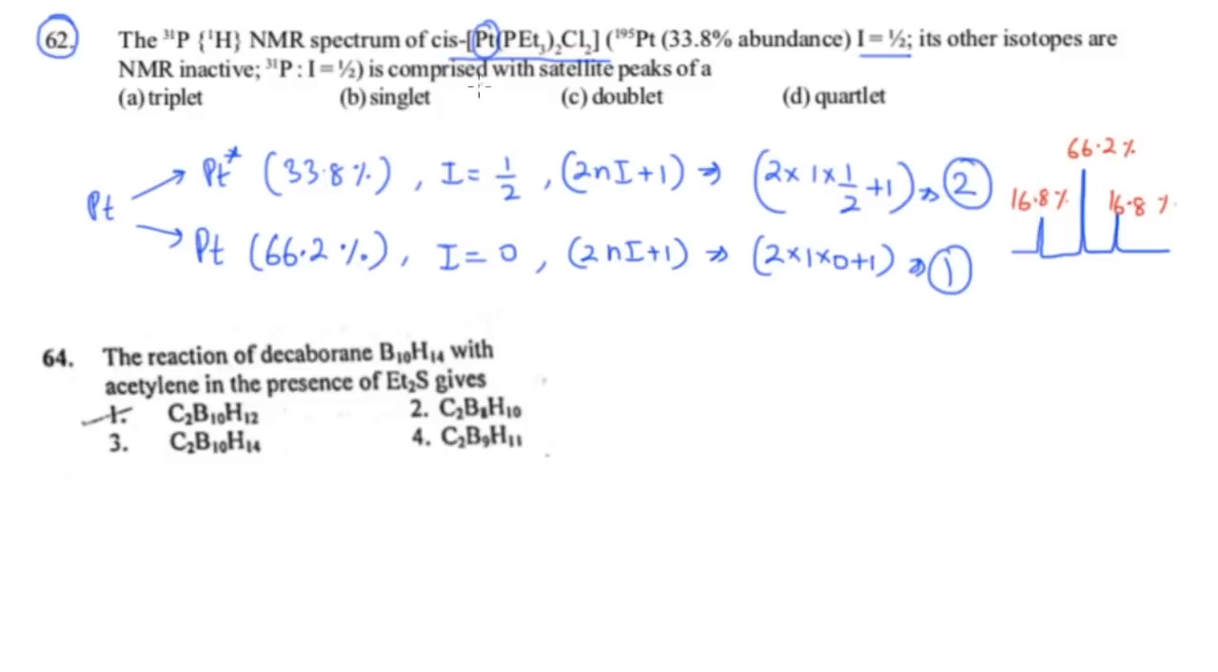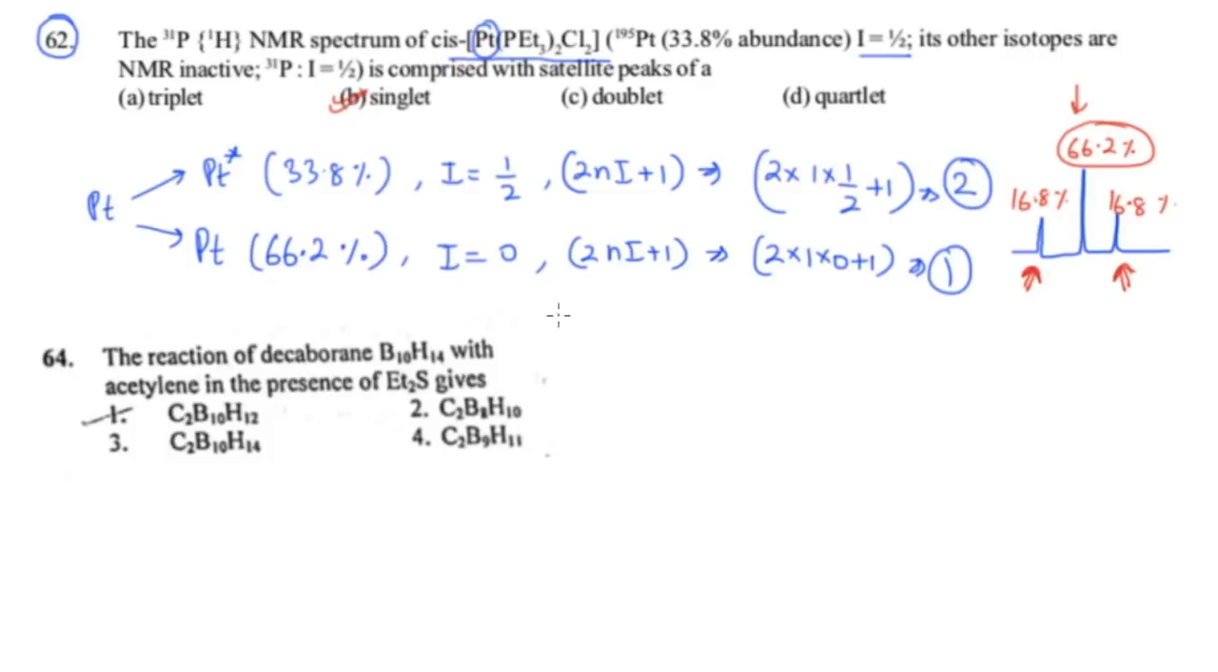Now, remember what is asked in the question. It says it comprised satellite peaks of A. So whose satellite peaks are these? That's what you have to tell. These two peaks which I have marked with these red arrows are actually satellite peaks of this particular longer one, right? So they are satellite peaks of a singlet. That's why the answer is B. They are just asking whose satellite peaks these are, so you can ask yourself that: it comprised satellite peaks of whom? They are satellite peaks of that particular singlet.